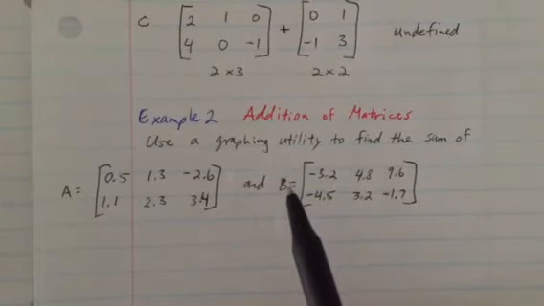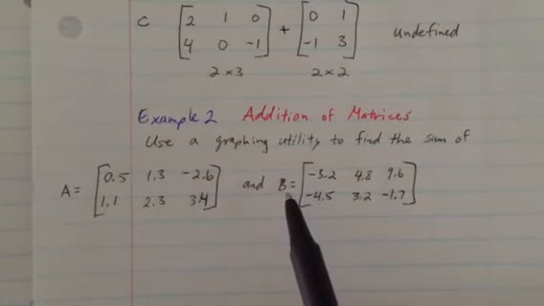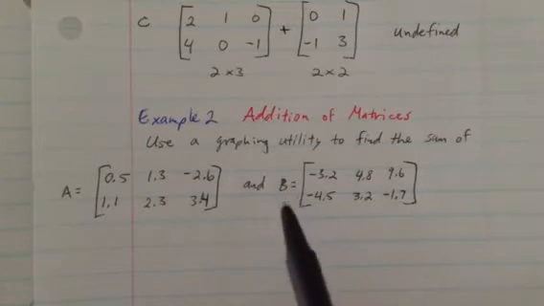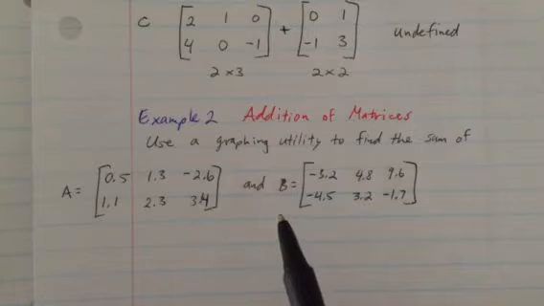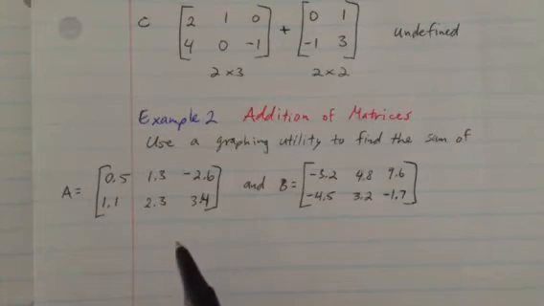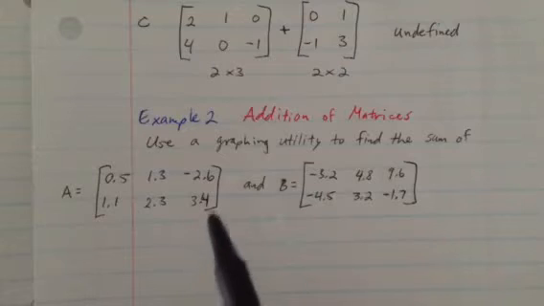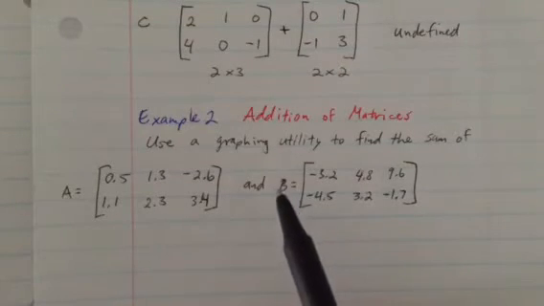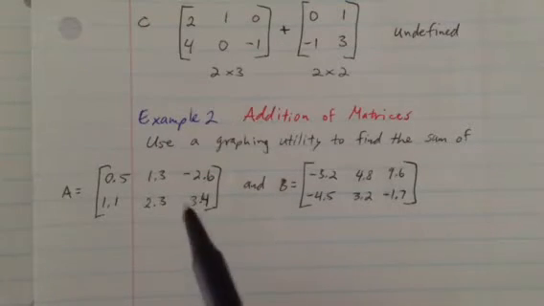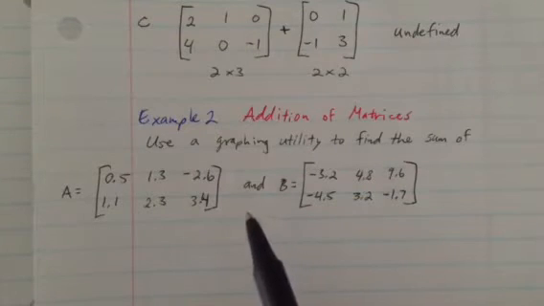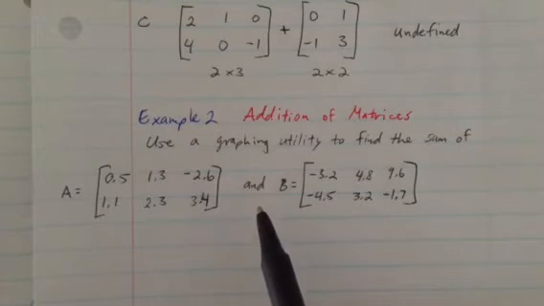That'll send you to your main screen, or you can just go back to matrix, but don't go to edit this time. Just choose the letter. So you're gonna choose A, and then it should display it on your main screen. Then you're gonna press the addition symbol, and then you're gonna go to matrix, choose B, and that'll display it on your main screen. And then you hit enter for your calculator to add these. So that's what you could do right now if you wanted to use a graphing calculator.